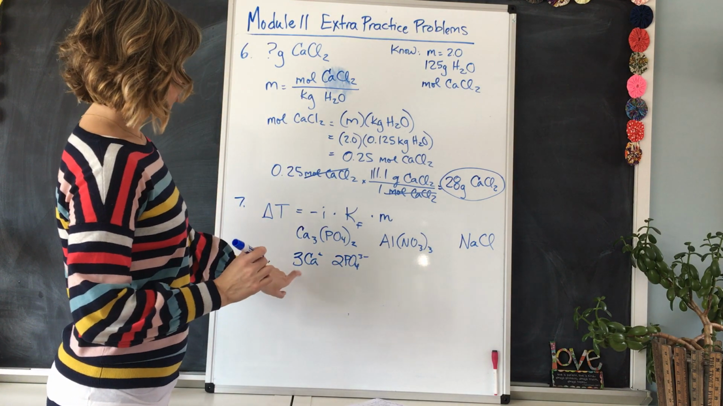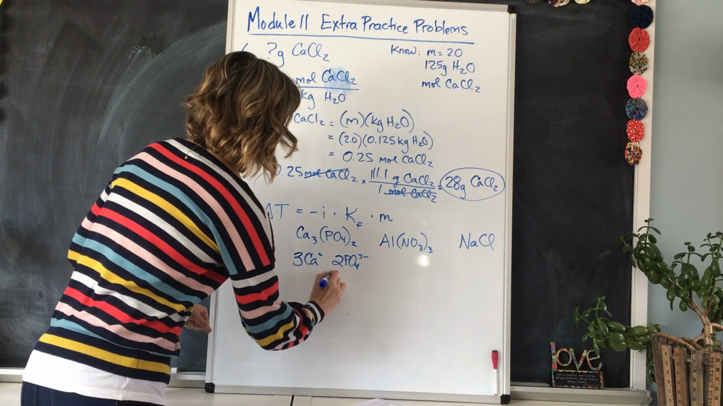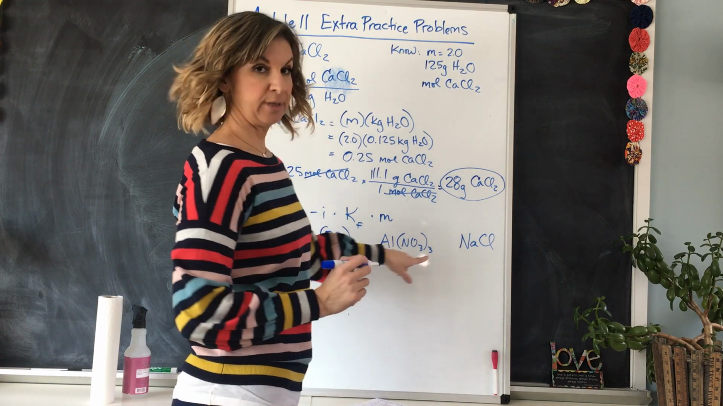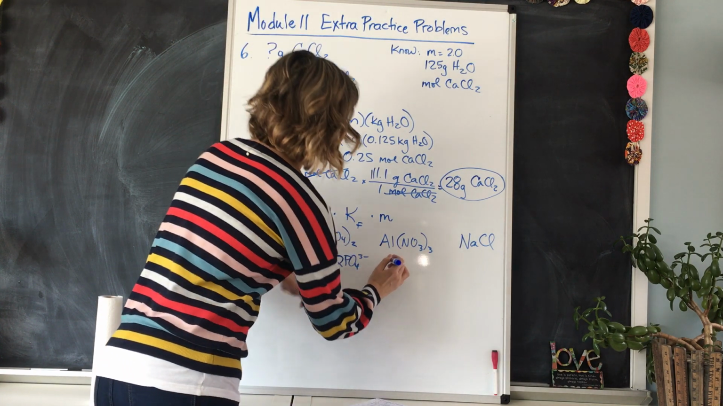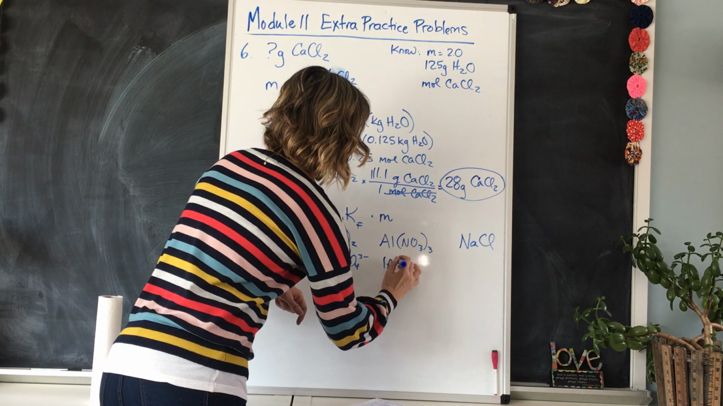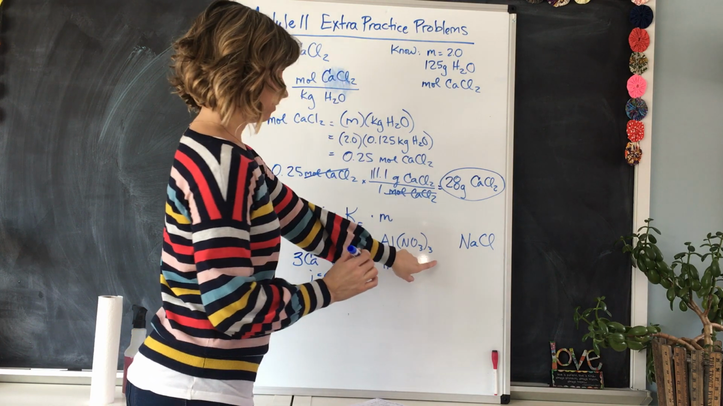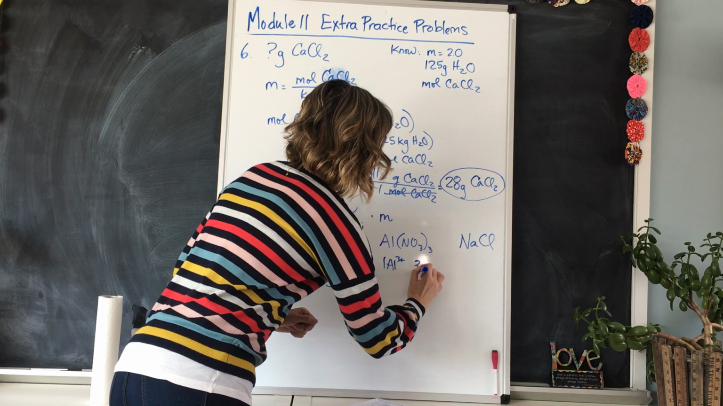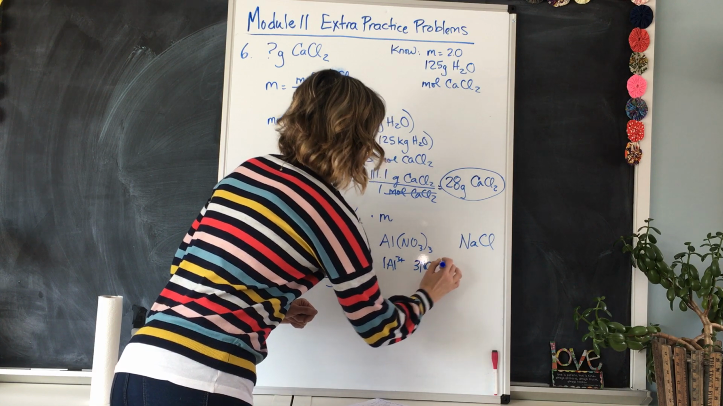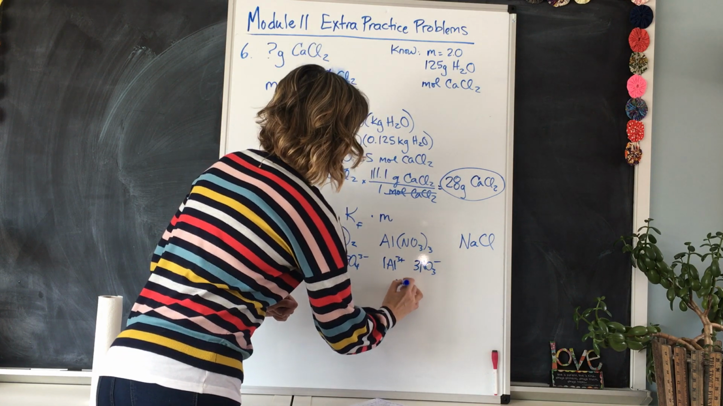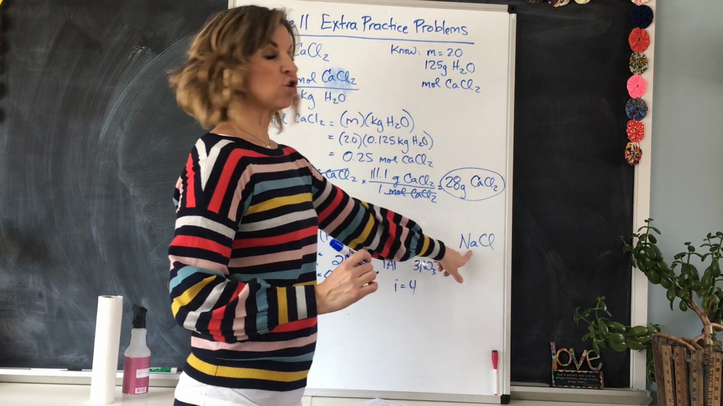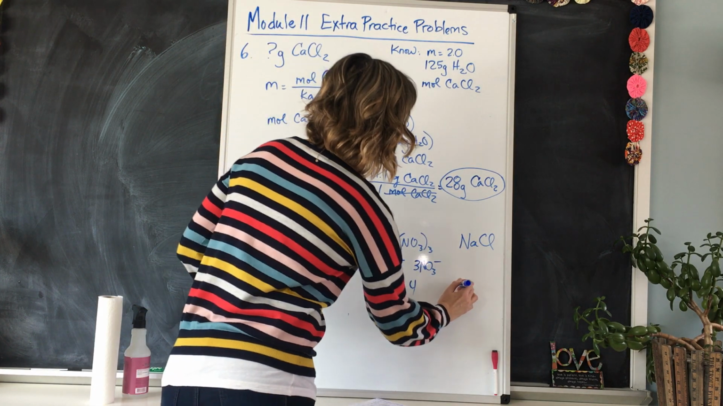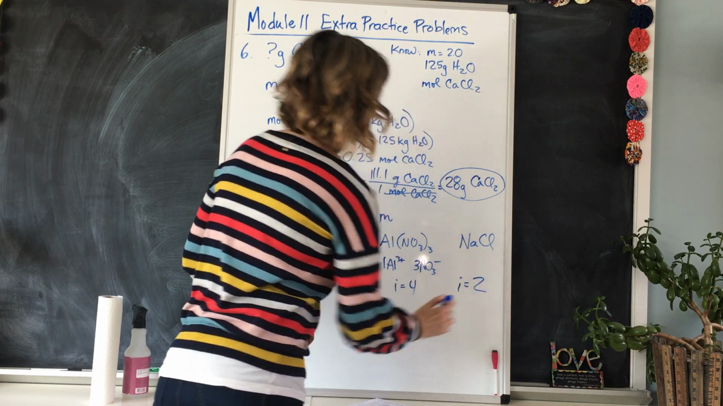Okay, calcium phosphate will split into 3 calcium ions, 3 Ca+ ions, and 2 phosphate ions, for a total of 1, 2, 3, 4, 5 ions. So I would equal 5 for that compound. For aluminum nitrate, there would be 1 aluminum, 1 Al3+, and there'd be 3 nitrate ions, for a total of I equals 4. For sodium chloride, it will separate into just sodium and chloride, so I would equal 2.